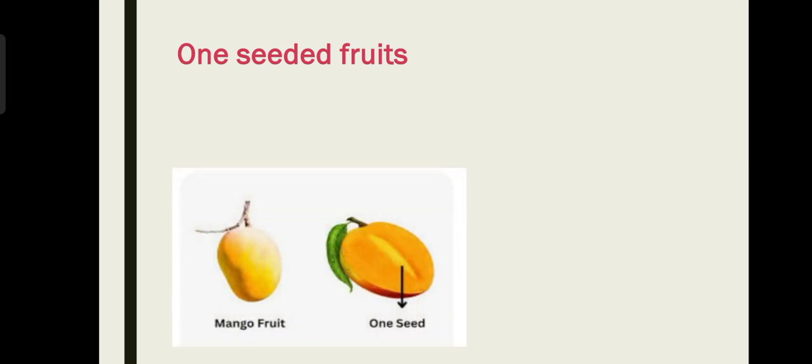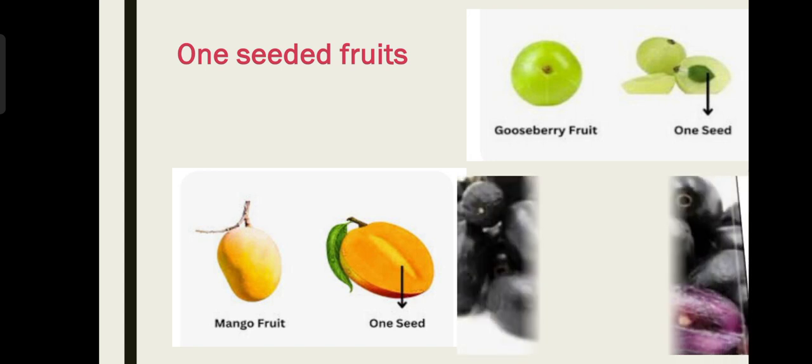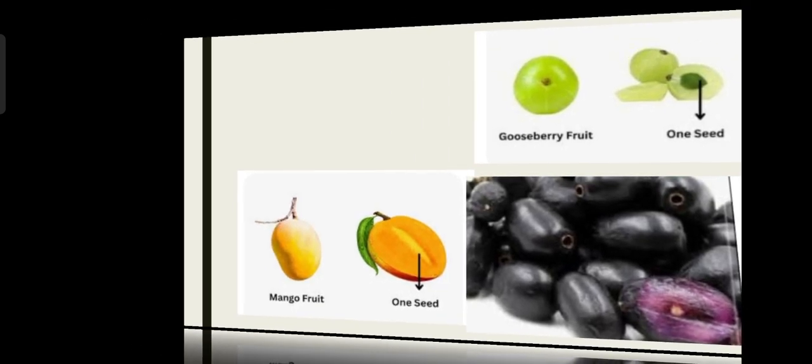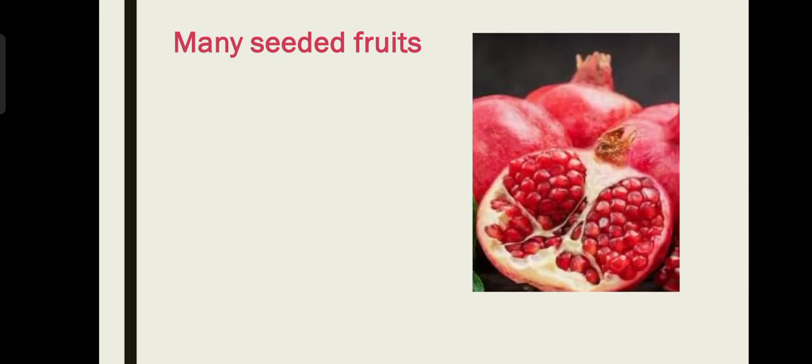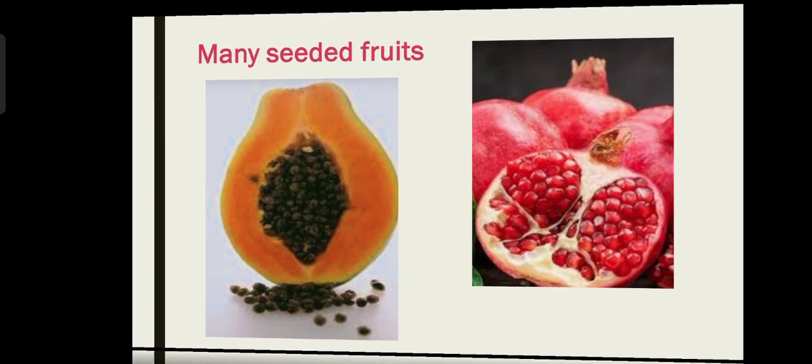One-seeded fruits. Mango and gooseberry are one-seeded fruits. Jamun is also a one-seeded fruit. Many-seeded fruits. Pomegranate and papaya are examples of many-seeded fruits.